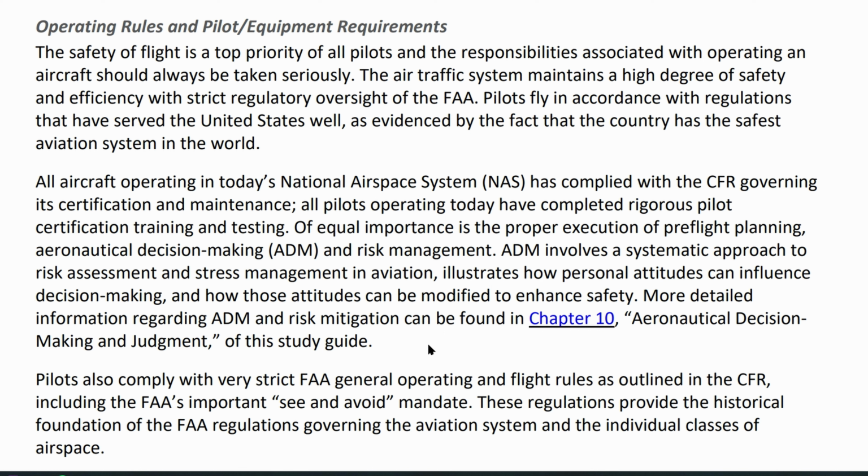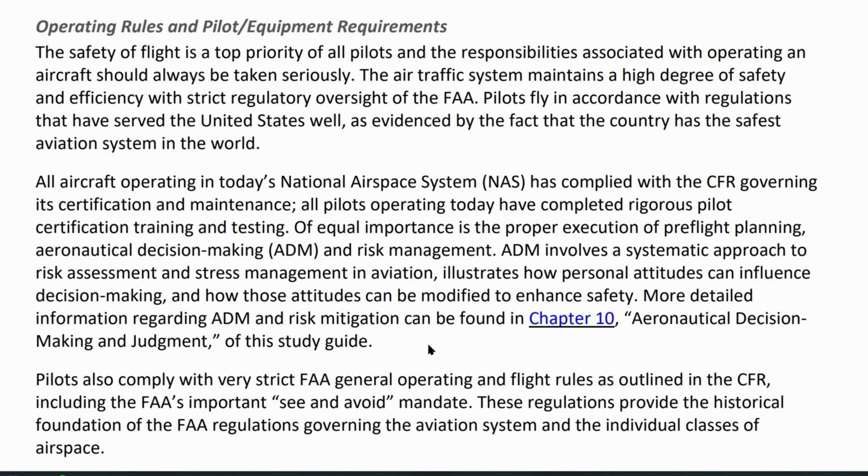Proper execution of pre-flight planning comes from two things: good aeronautical decision making, abbreviated to ADM, and risk management as well. So again, to properly and safely fly, you need to have good aeronautical decision making, ADM, and good risk management. ADM is a systematic approach to risk assessment and stress management. We're going to go into more detail about this in chapter 10. We're still on chapter 2, we're almost in chapter 3.